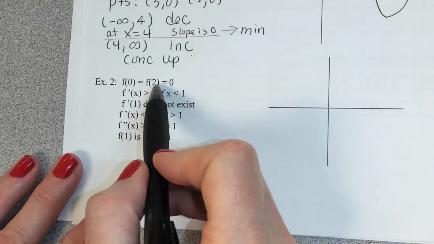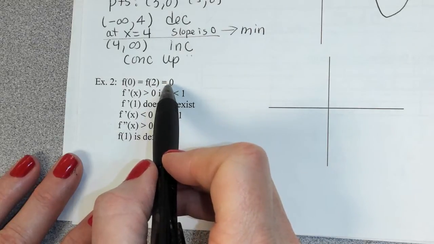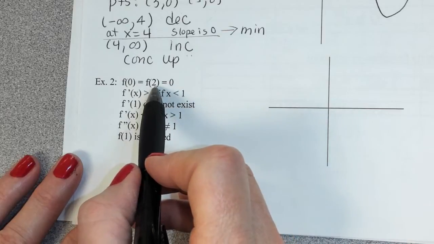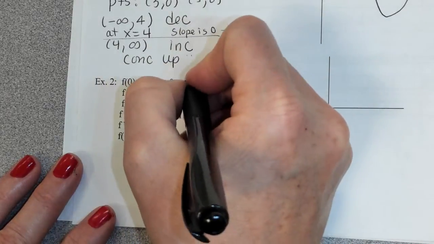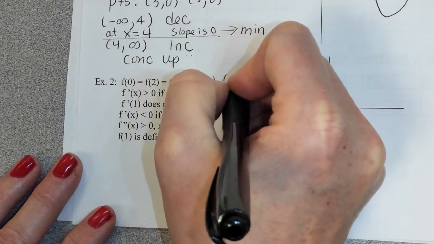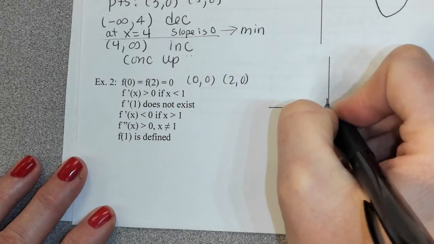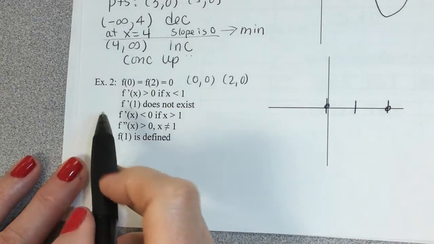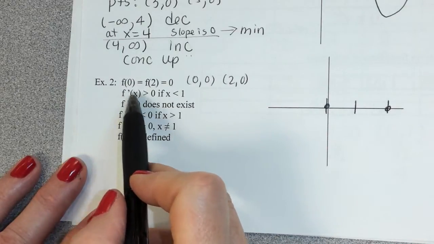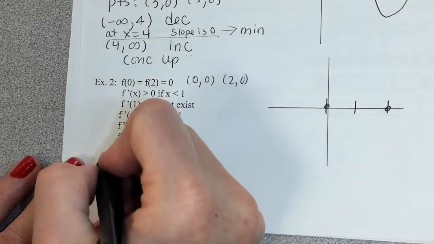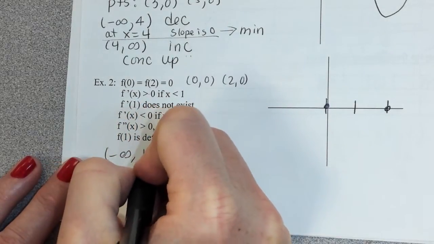So f of 0 equals f of 2 equals 0. Again, that's telling us when x is 0, y is 0. When x is 2, y is 0. So it's giving us those points. Telling us this point and this point. F prime is greater than 0 if x is less than 1. That's from negative infinity to 1.